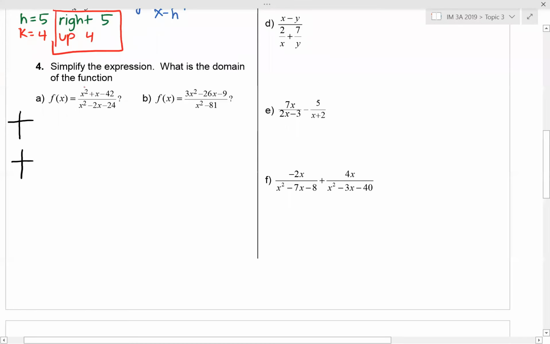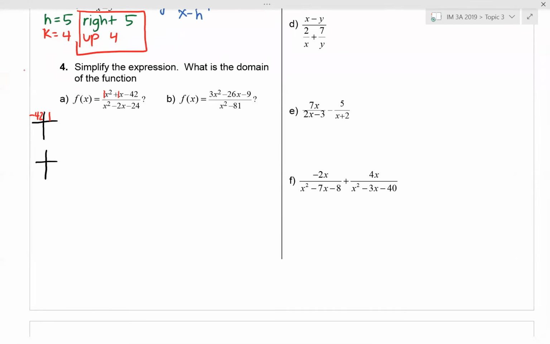So the numerator has an a of 1, a b of 1, and a c of negative 42. So a times c is going to be negative 42. And b is 1. So I want two numbers that multiply to negative 42 and add to positive 1. And so those numbers are going to be 7 and negative 6. So that means that I can factor the numerator to be x plus 7 times x minus 6.